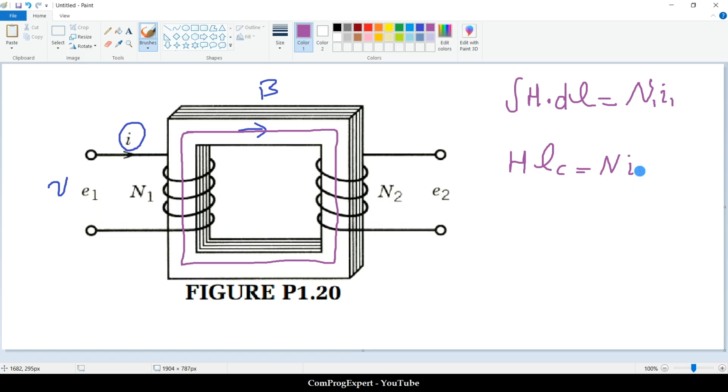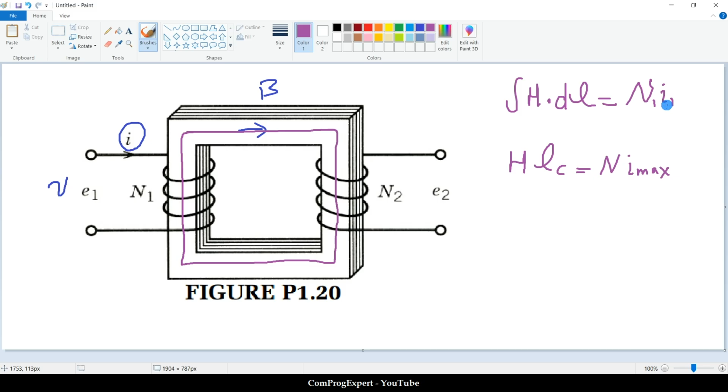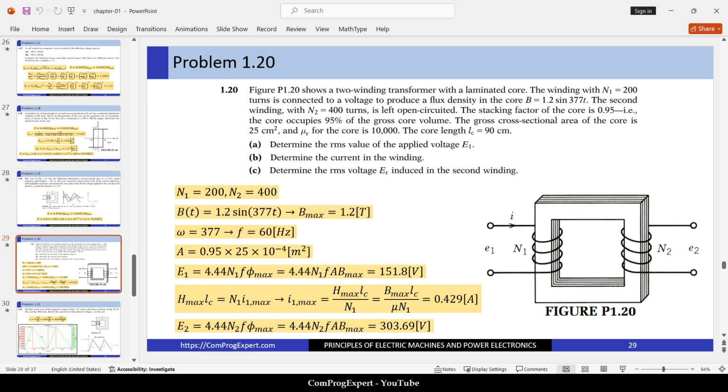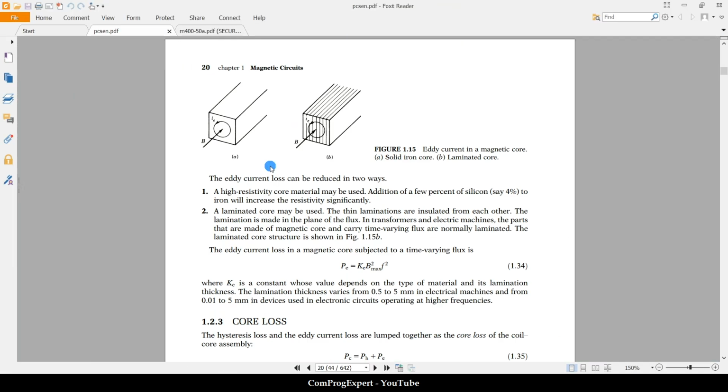And how much is the maximum current? So we know that here we have a sinusoidal, varying field. So we have a sinusoidal excitation for voltage, and we will have a sinusoidal current or not. It depends on the permeability of the core. So here in this case, we have a constant permeability. We don't have a nonlinear material. So the current waveform is purely sinusoidal.